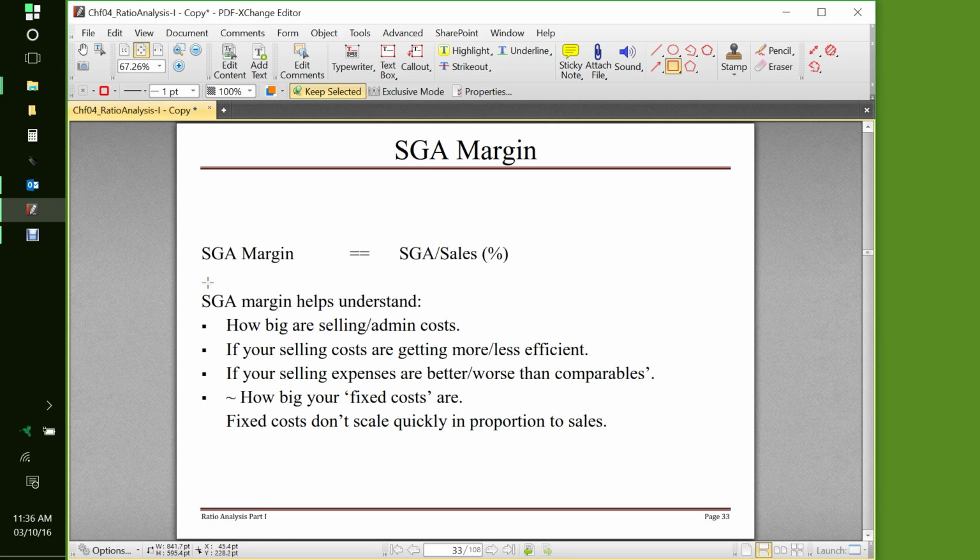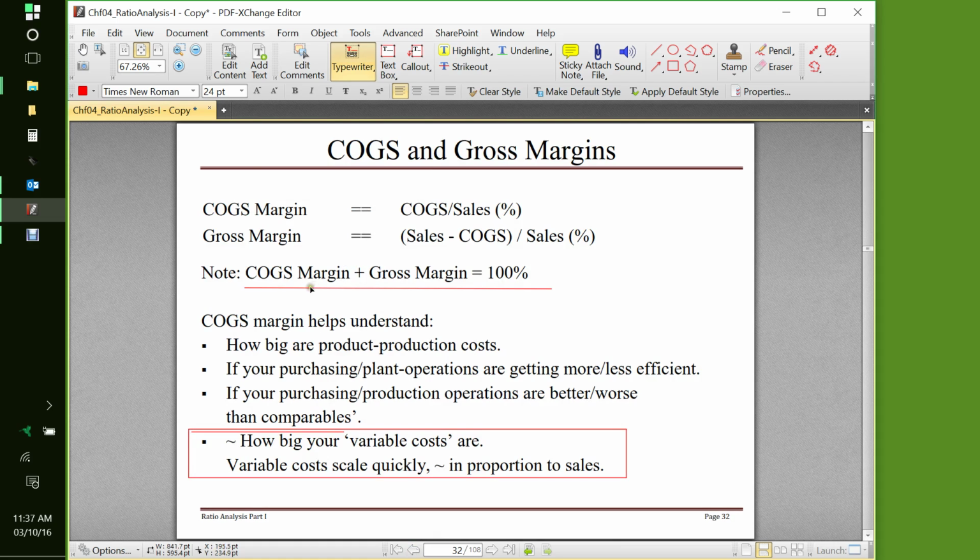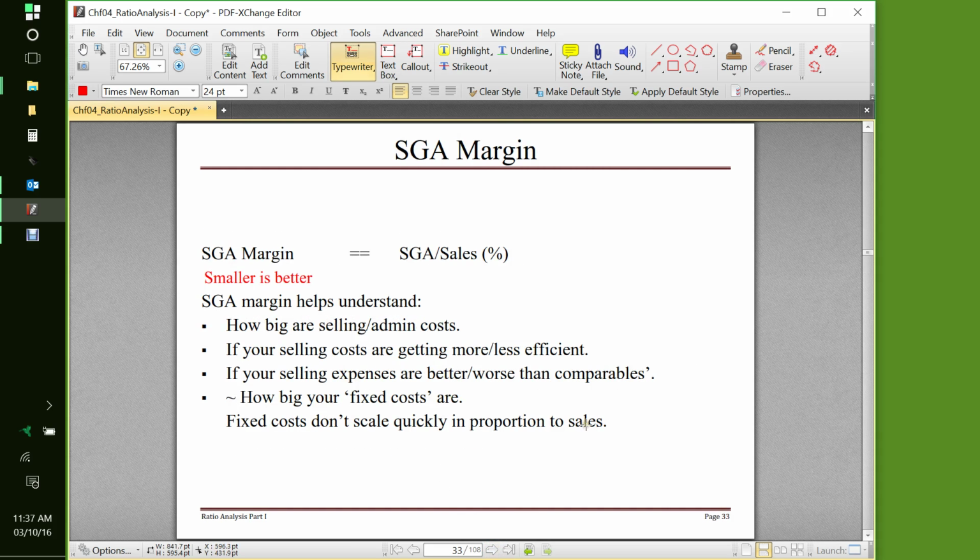And what have I been missing here in the past couple of ratios? I've been missing answering the question, is bigger better? So for these ratios, I have a cost over sales. So in this case, smaller is better. And while I'm at it, let's just go back for a second to the COGS ratio. And for COGS ratio, smaller is better, because COGS is, of course, a cost. Okay, so we'll put that in there, and jump back here.